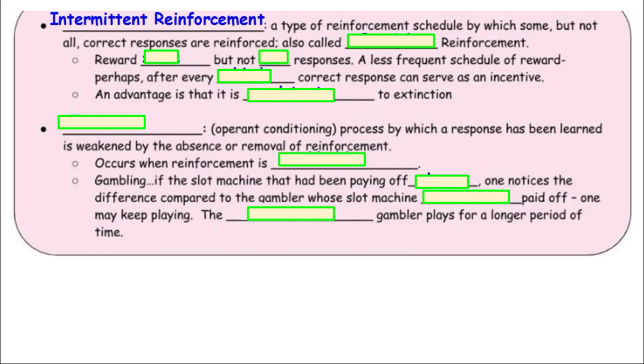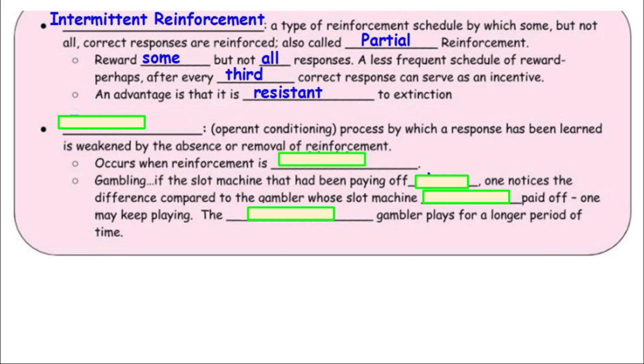This is a type of reinforcement schedule in which some, but not all, of the correct responses are reinforced. Sometimes this is called partial reinforcement. Rewards for some, but not all, of the responses is basically what this is coming down to. A less frequent schedule of rewards, perhaps after every third correct response, can serve as an incentive. An advantage is that it is often resistant to extinction.